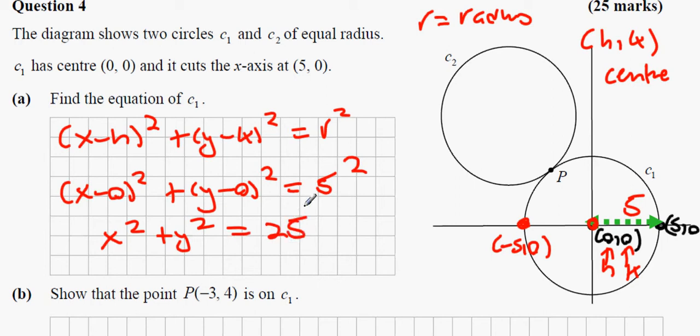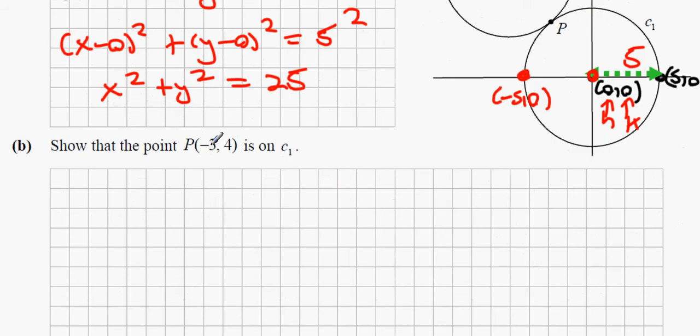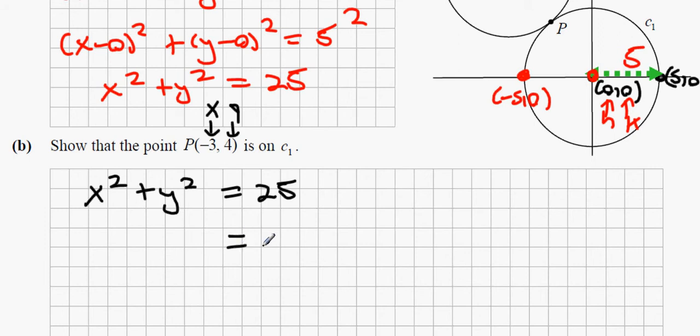Okay, next one. Show that the point minus 3, 4 is on C1. Now there's 3 rules, okay? When you have the equation of a circle, you replace x with minus 3 because that's the x value, and y with 4. If it's on the circle, both sides will equal each other. If it's outside the circle, it will be greater than 25 when you put it in, and if it's inside the circle, it's going to be less than 25.